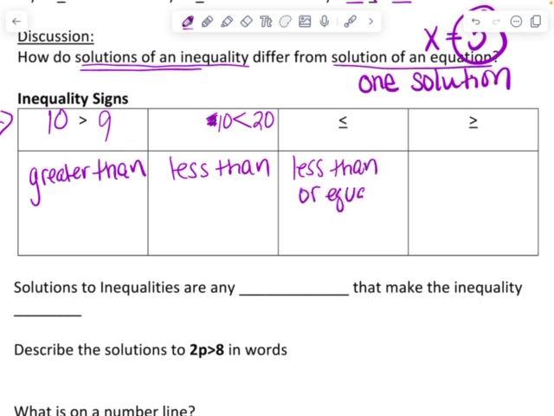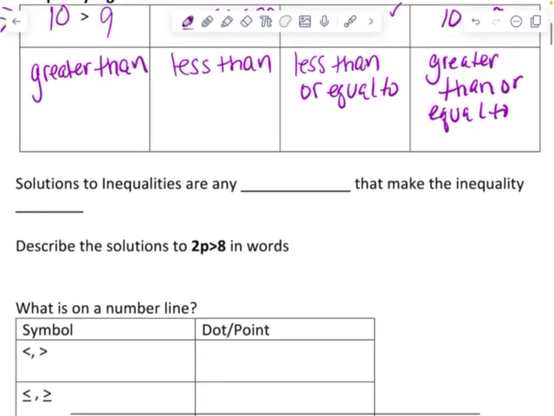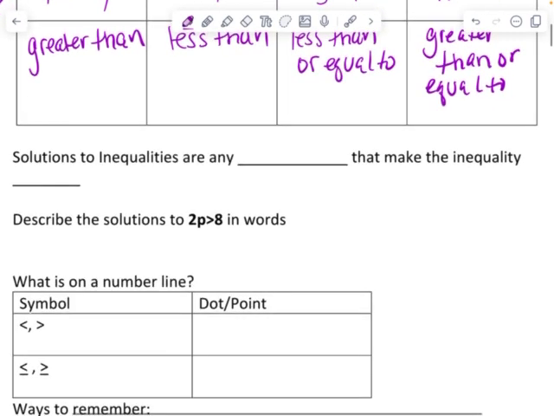Now we have less than or equal to. And we could have 5 is less than or equal to 10. That's a true statement. Okay, so less than or equal to. Then, of course, this one would be greater than or equal to. Okay, and we could have 10 is greater than or equal to 8. Again, that would be a true statement.